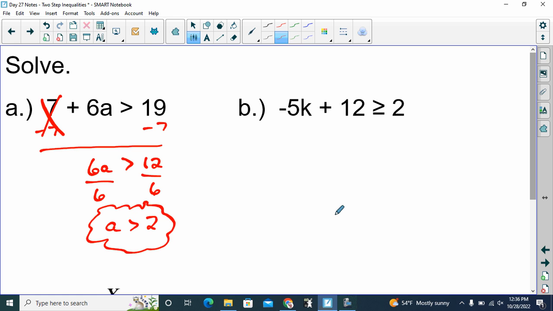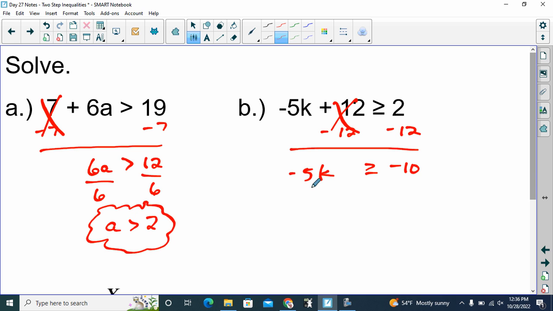Part B says negative 5k plus 12 is greater than or equal to 2. We need to undo that plus 12 first. We can subtract 12 from both sides. Two minus 12 is negative 10. I subtracted on both sides. I did not multiply or divide. We don't flip our inequality.